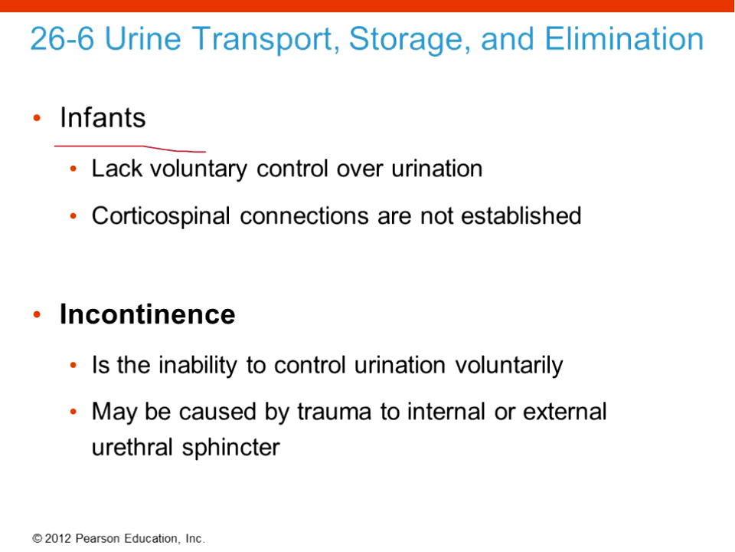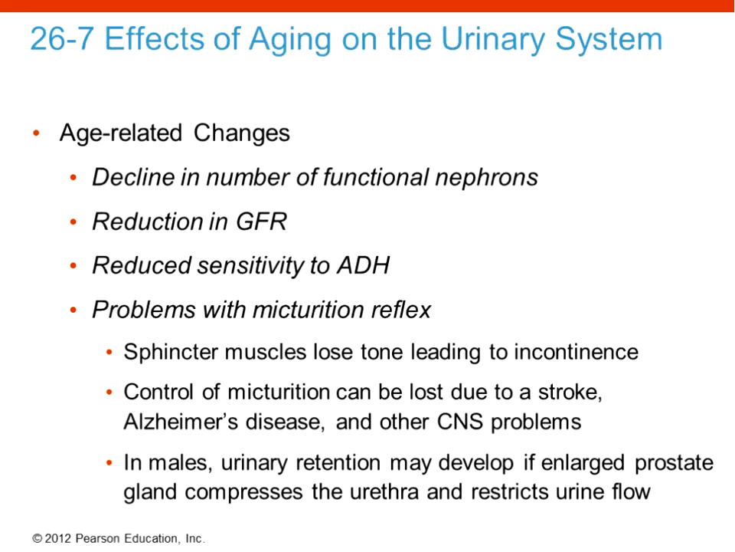Now, infants lack voluntary control over urination, as you know, and those corticospinal connections that I just talked about have not been established yet. Right? And some kids, it takes longer than others, or shorter than others, to when they can have that sort of regulation and control. And of course, incontinence is the inability to control urination, and it could be developmental, it could be trauma, it could be aging. A lot of things can impact and cause incontinence to occur.